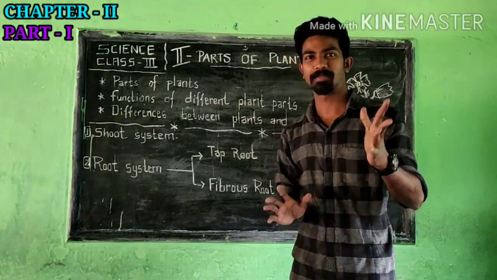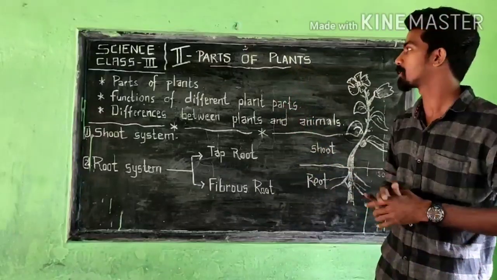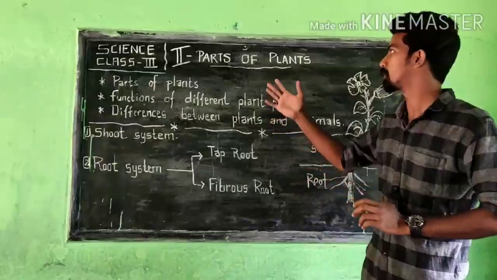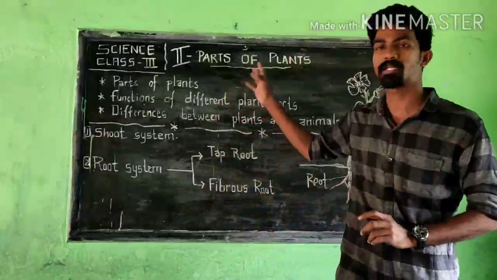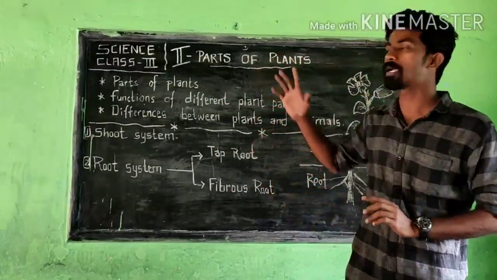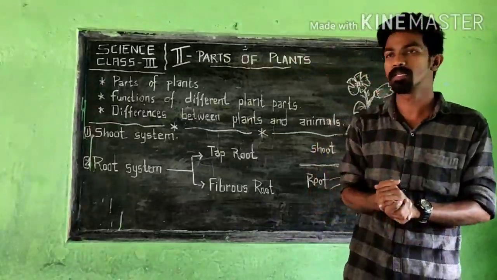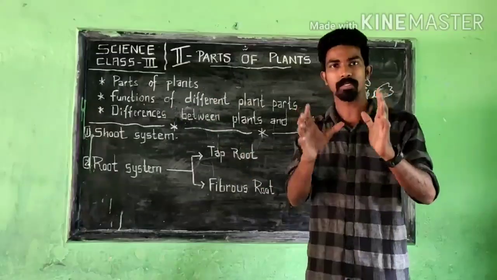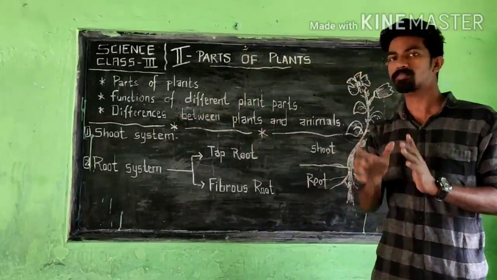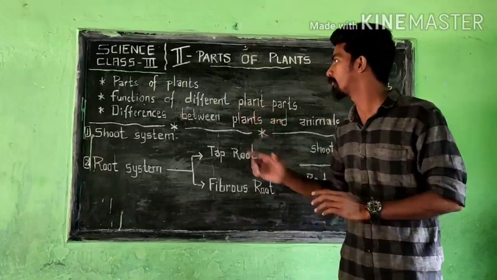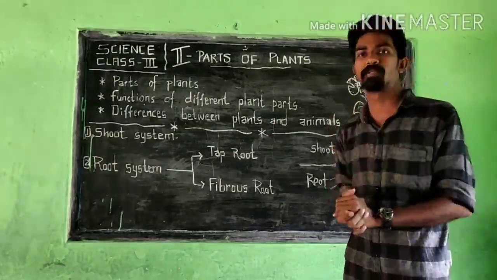Vipin Sare, today this is the second chapter of class 3 science, parts of plants. Today we are going to deal with the second chapter, parts of plants. In this chapter you will study the different parts of plants. Then next, the functions of different plant parts. What are the different functions of our plants?